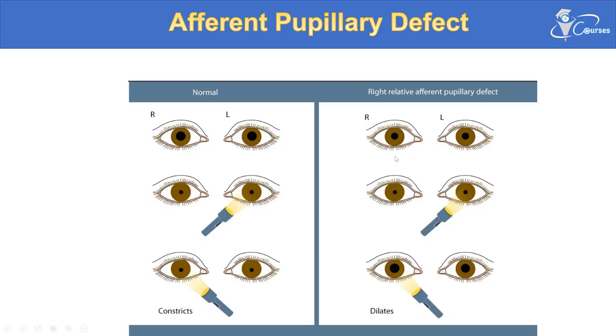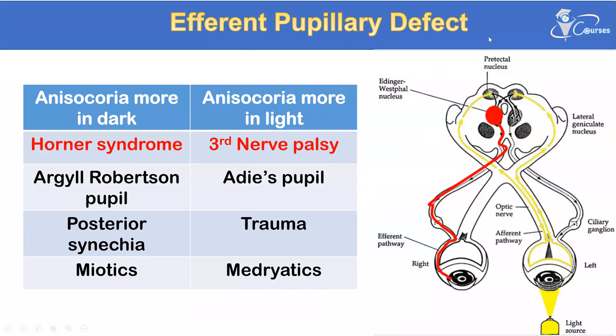Okay, for more details, again, please refer to the neuro-ophthalmology examination lecture. It will show detailed examination of relative afferent pupillary defect. So what will be the difference if the patient has efferent pupillary defect? In the efferent pupillary defect, it will be different. This will be the pathway, the defect here in this red pathway. This will result in anisocoria more in light.